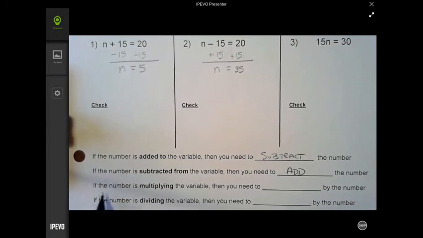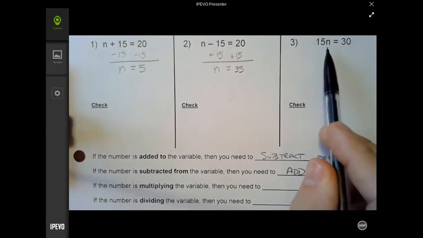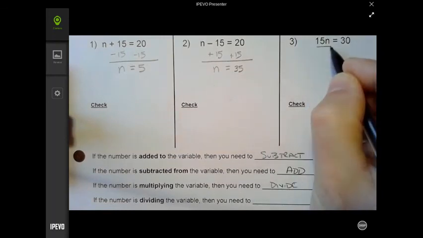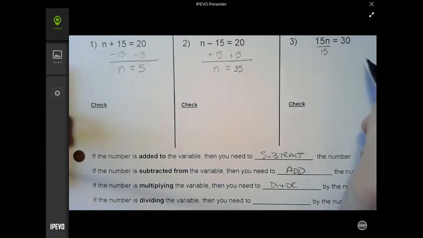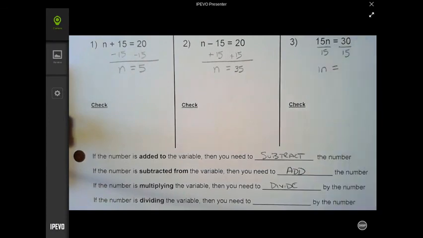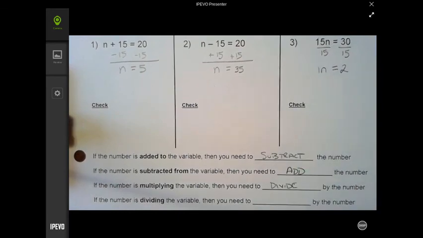If the number is multiplying the variable, like in this third example, 15 times n equals 30, to get the value of n, what you would have to do is divide by the number. So I would divide 15n by 15, and I would have to do it to the other side as well. 15n divided by 15 is 1n, which is the same as just plain n. 1n and n are the same. 30 divided by 15 equals 2. So the value of n in this example would be equal to 2.